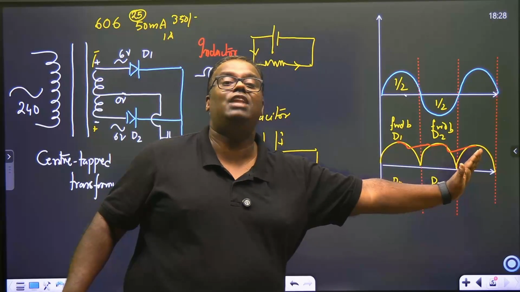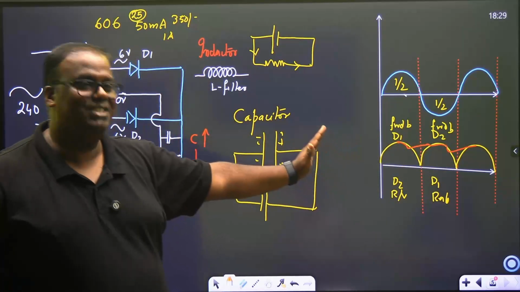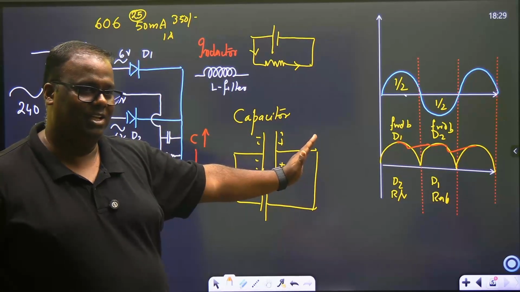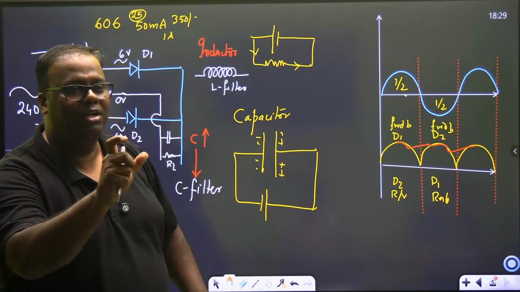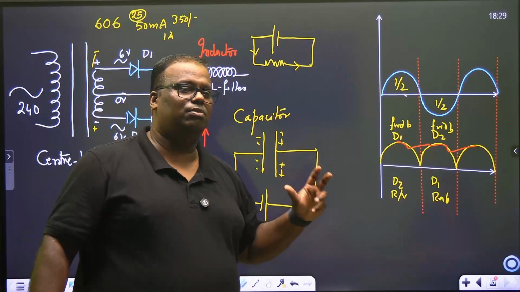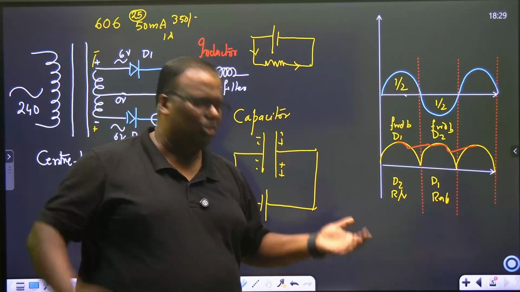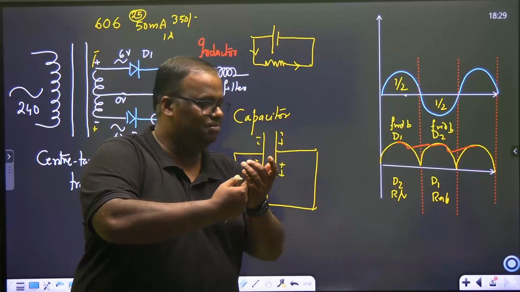What do we call it? L filter. Connect both of them, and that is even better, called an LC filter. So if you find in any market that the adapters are getting costly, if you see a good charger, very costly, sometimes you get a 200 rupees charger, you'll get a 2000 rupees charger. Both are charging the mobile.